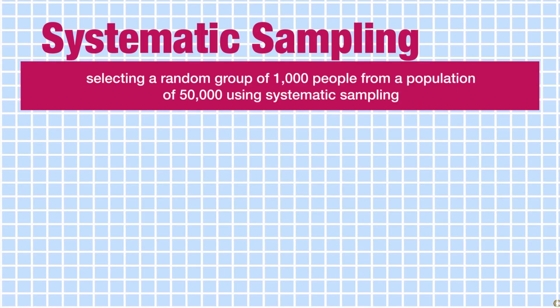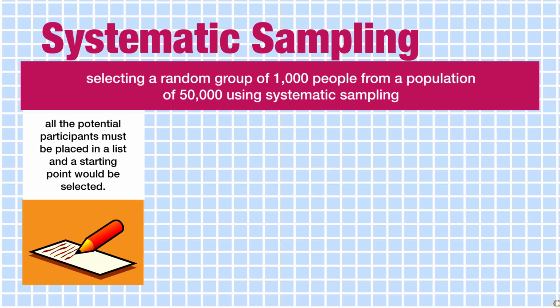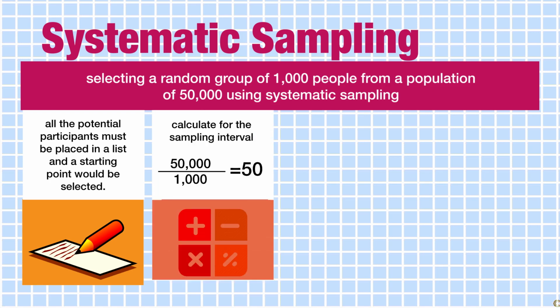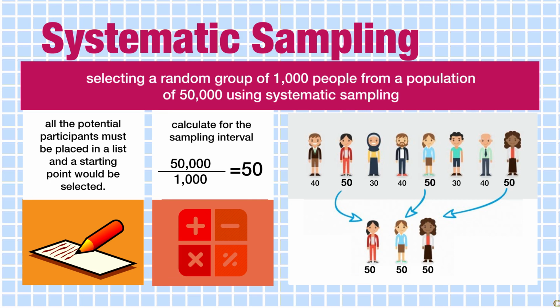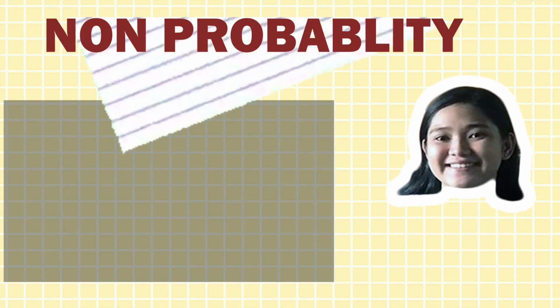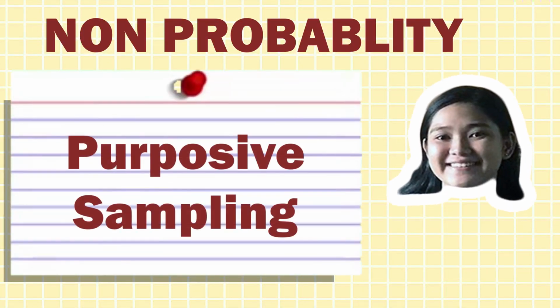Example, if you wanted to select a random group of 1,000 people from a population of 50,000 using systematic sampling, all the potential participants must be placed in a list and the starting point would be selected. Once the list is formed, every 50th person on the list, starting the count at the selected starting point, would be chosen as a participant. Now, the following are types of non-probability sampling: purposive and convenient sampling.